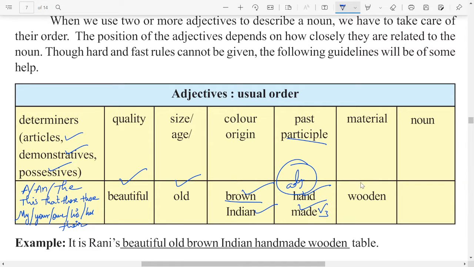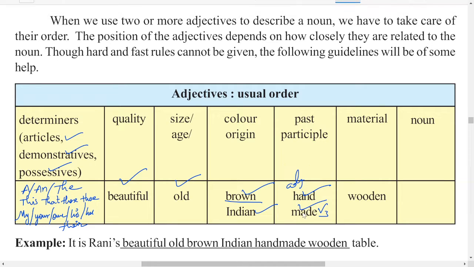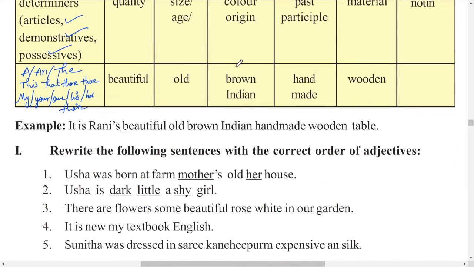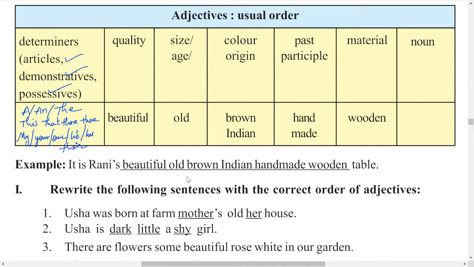Next one, material. Material means of which material it is made. Is it a wooden one? We can say beautiful old brown Indian handmade wooden chair. So this is wooden chair, or iron chair, silver chair or golden chair, whatever that is. Material is used at the end. Got it now? Now we have an activity below that. What is that activity? Let us see. Example, it is Rani's beautiful old brown Indian handmade wooden table.